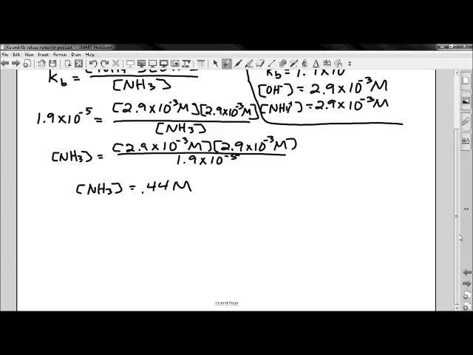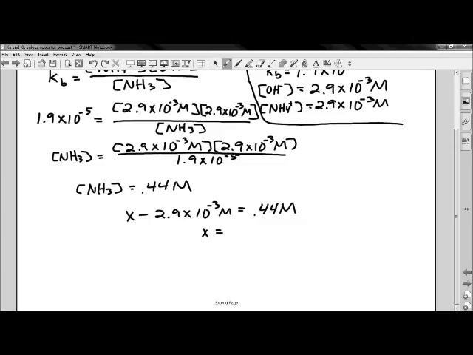Well, if you remember, your final concentration is the original minus the ion concentration it forms. So, in this case, since we're dealing with the base, it's the original NH3, which we don't know, minus 2.9 times 10 to the negative third molar, is equal to 0.44 molar. All right, simple enough. Our original concentration of NH3 is 0.44 plus 2.9 times 10 to the negative third.